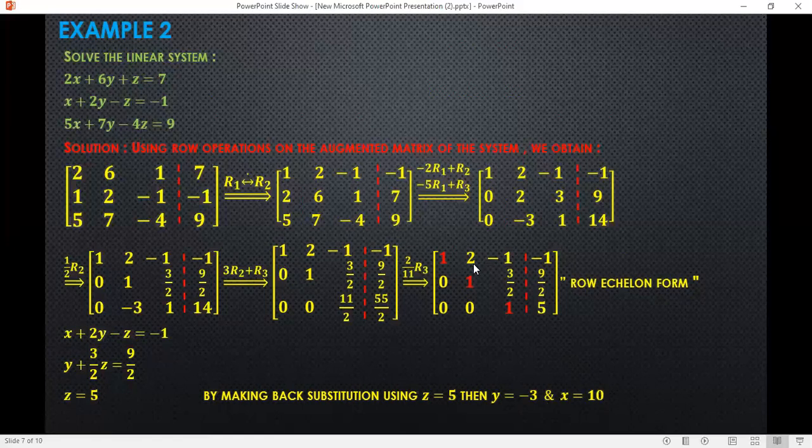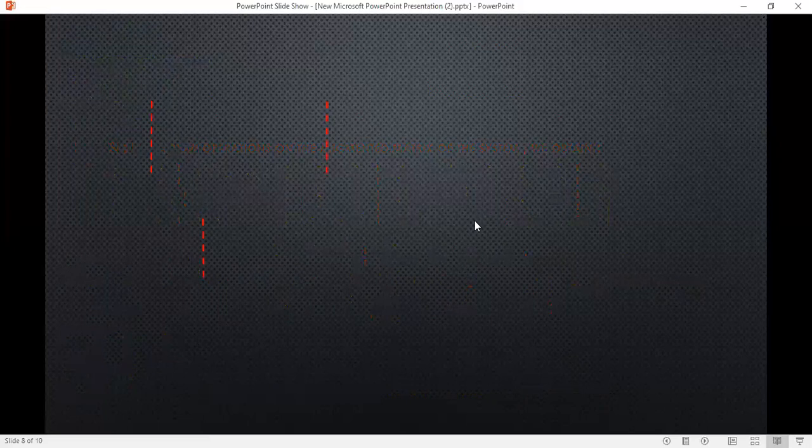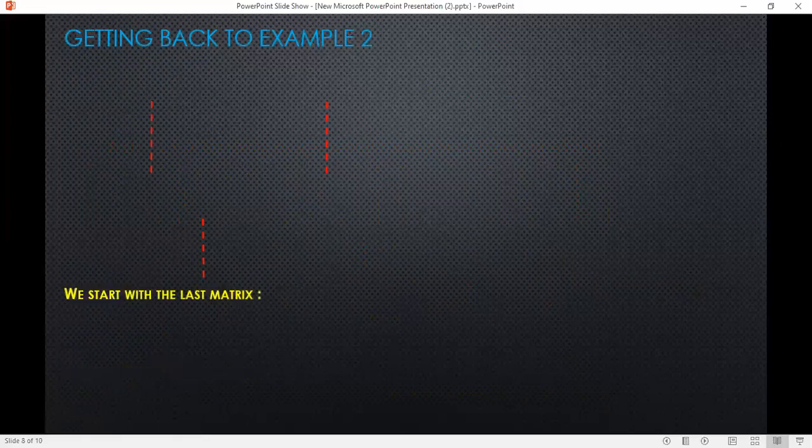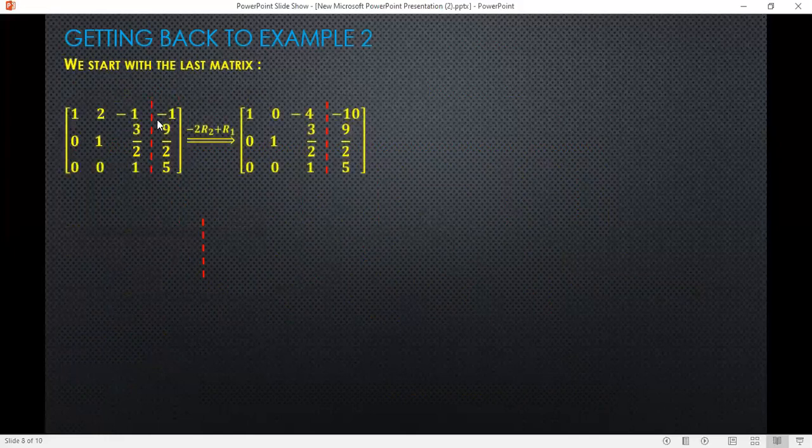After that, I'm going to convert the row echelon form to the reduced row echelon form by trying to make this item 0, this item 0, and this one 0. All the other elements except the diagonal ones will be 0, and this is what I'm going to do now. Here, getting back to the row echelon form, by multiplying the second row by -2 and adding it to the first row, the second and the third rows are still the same.